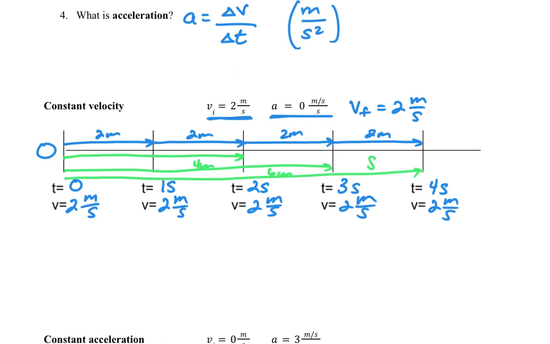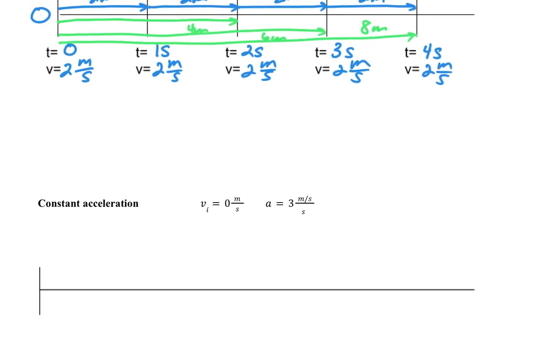And then 4 seconds is just 8 meters. So we went 2, we went 4, we went 6, we went 8 meters. We had a constant step size with each passing second. That's pretty much what we're familiar with. That's what we've been looking at so far.